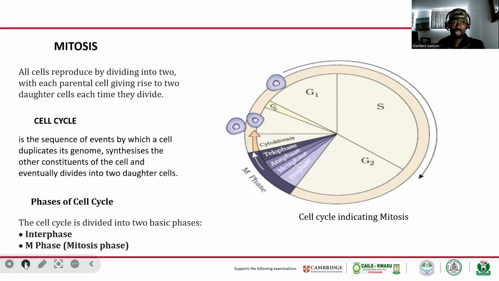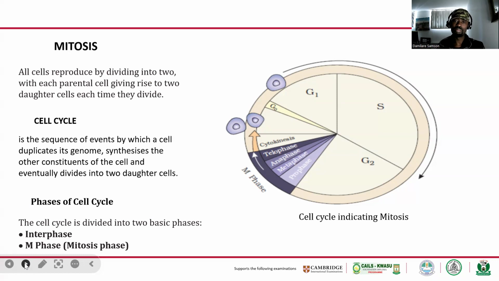Now, mitosis. All cells reproduce by dividing into two, with each parental cell giving rise to two daughter cells each time they divide. Now, in mitosis, it means just one cell, a mature cell, divides into two. Basically, the mature cell, in most cases, is a parental cell, and that's why I said they would have been fully grown. So they divide into two, and once it divides, they form two daughter cells every time.